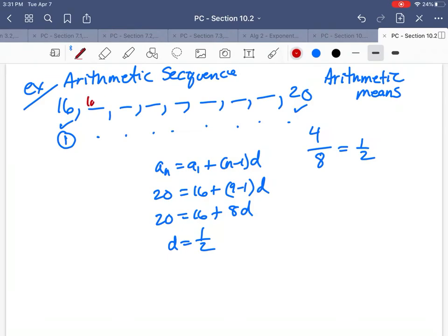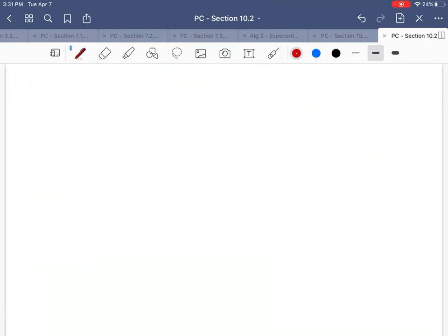So of course you get 16.5 right here, then 17, then 17.5, then 18, 18.5, 19, 19.5, and 20. And then that should all just work out really nice and smoothly. All right, so the next thing we're on to is our series, arithmetic series.